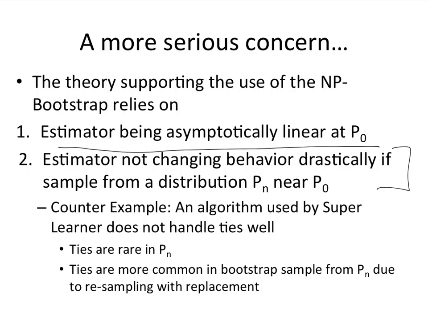Yeah? Could you say a bit more about why the Bootstrap relies on the assumption that the estimator has to be asymptotically linear? Why does it rely on that? I'm not going to do that right now because that's a fairly theoretical condition to go over, other than the fact that it has to be smooth.